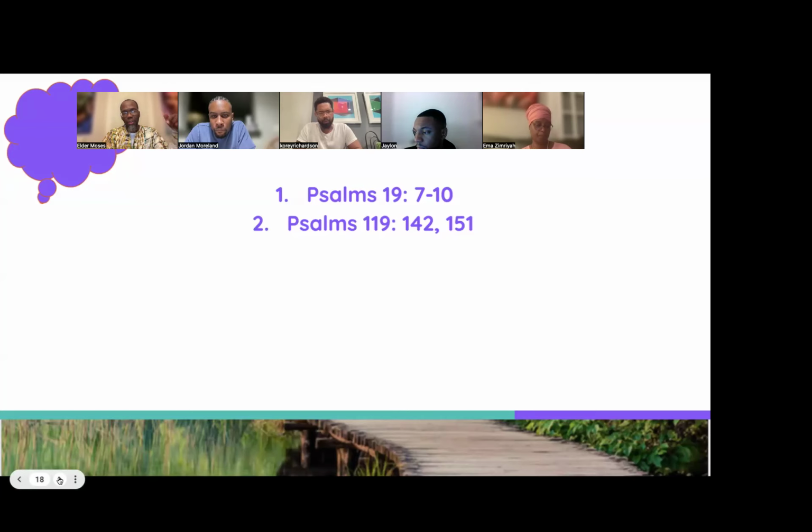The same law he gave to Moses, he said, if people don't believe that law, which is his mode of communication, they're not going to believe that people rose from the dead. So his law is the truth. And just because I like something said twice, let's read verse 151. Verse 151. You are near, O Lord, and all your commandments are truth.